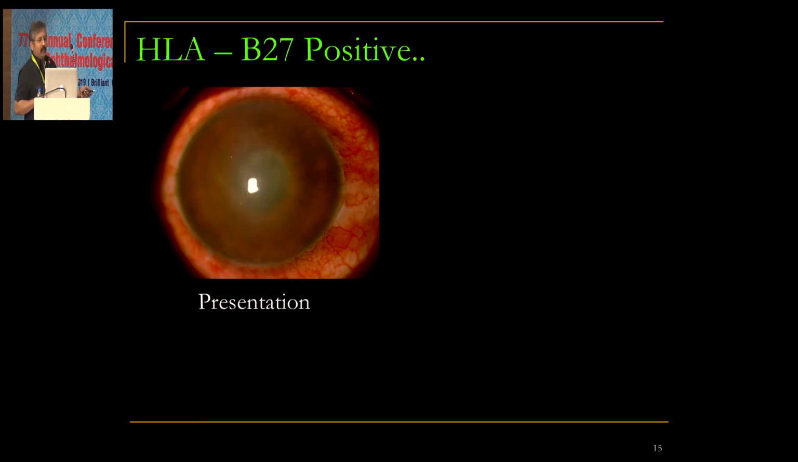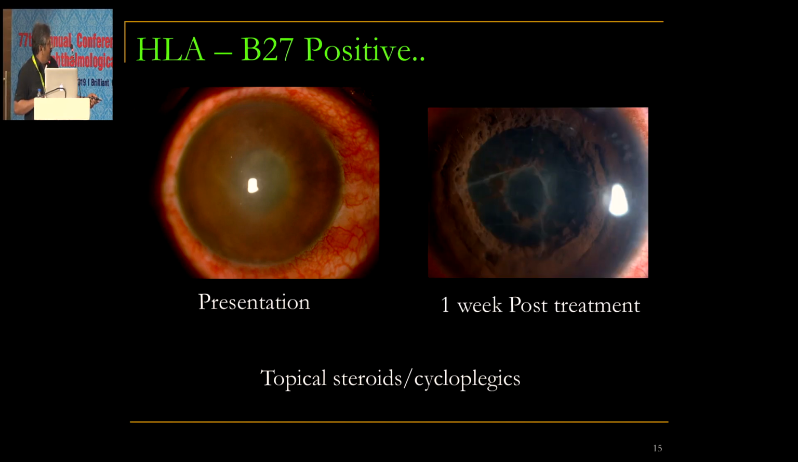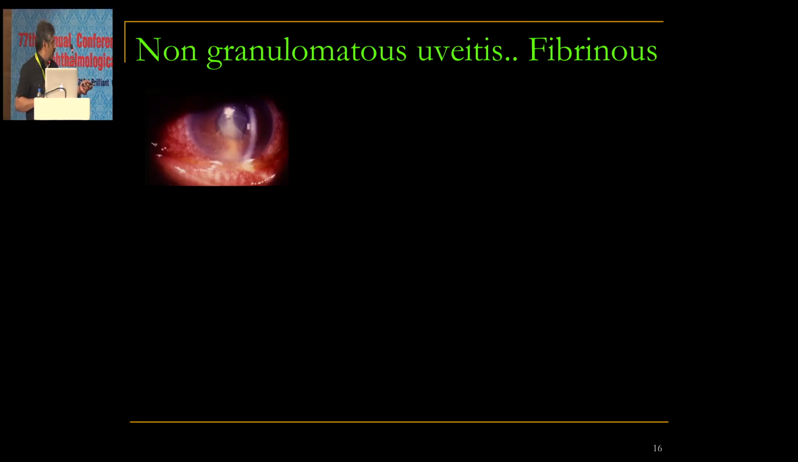So this patient was HLA-B27 positive. So what do you do? You start with topical steroids and cycloplegics. Intense topical steroids, prednisolone acetate is what we commonly use because acetate enters very well. Prednisolone is a good steroid. With cycloplegics, atropine probably initially, and then later on change over to homatropine. And one week post-treatment, the fibrin broke up and the synechiae broke up. So it started retracting fibrin, which means it is showing response.